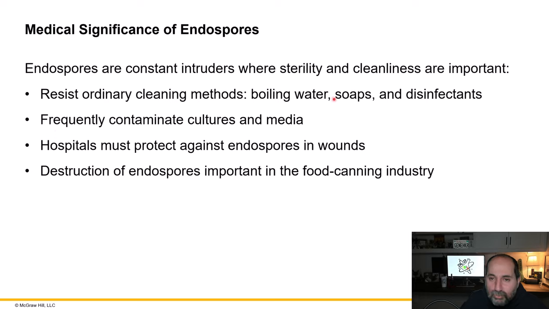We cannot just boil water to destroy endospores. We cannot use soap or regular disinfectants to destroy endospores. We need to autoclave the instruments to destroy endospores. We have to help protect against endospores entering wounds because this can cause infection. In the food canning industry, we have to prevent endospores from entering canned foods because that can cause contamination, right?